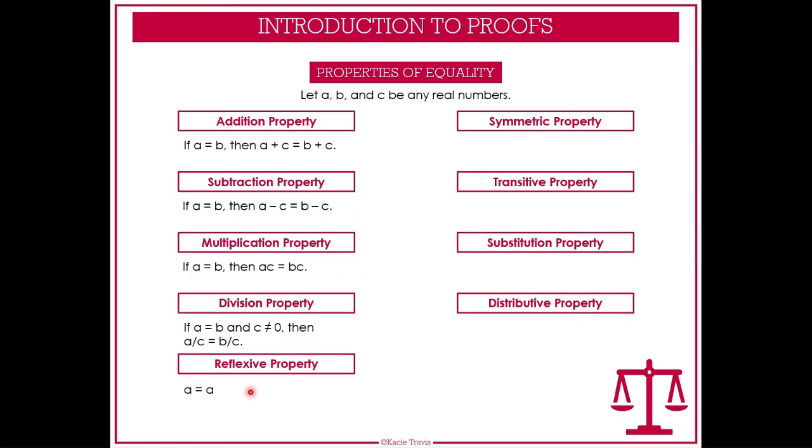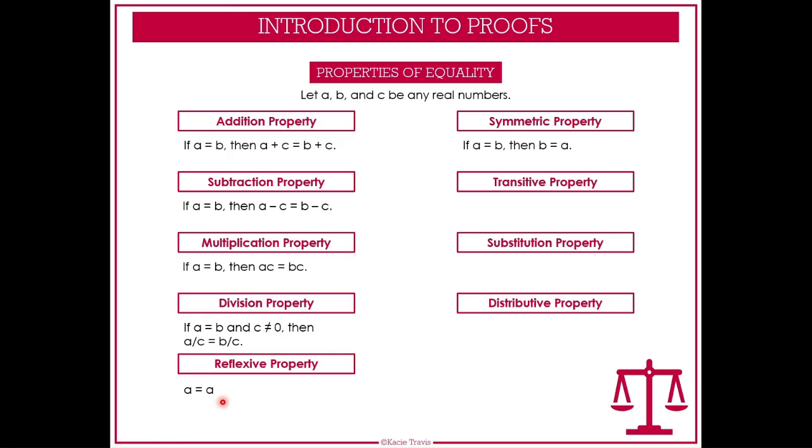Our reflexive property is here to let us know that something is always equal to itself. The symmetric property is so that we can understand that, just like in math, 2 plus 2 is equal to 4, and if we switch it around, 4 is equal to 2 plus 2. It's important for us to know that we could switch around the order of our equation either way and it's still the same thing.